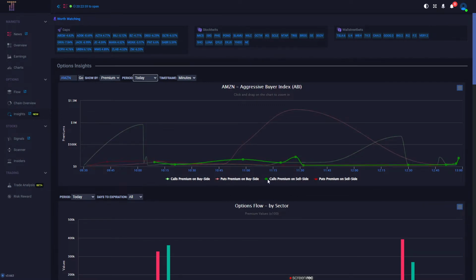So let's go ahead and click on call premium on the sell side and put premium on the sell side. Then we can just turn that off. And as you see, when you click on it, the corresponding chart will actually turn off. I have it set for Amazon. However, you can use any ticker that you'd want.